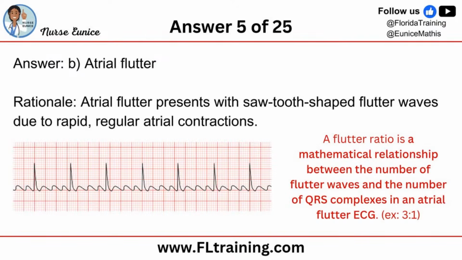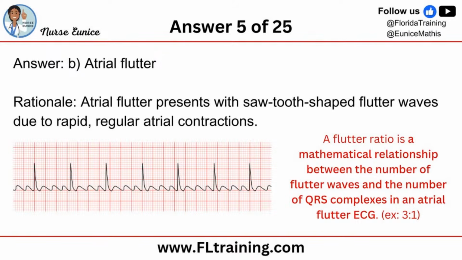would be atrial flutter. And so when you look at the strip, the 6-second strip here, it says that atrial flutter presents with sawtooth-shaped flutter waves due to rapid, regular atrial contractions. And then to the side, I have a note for you. It's a helpful hint. So whenever you come back and review the video and take your notes, a flutter ratio is the mathematical relationship between the number of flutter waves, so we can't call it P waves, we call it flutter waves, and the number of QRS complexes in atrial flutter.